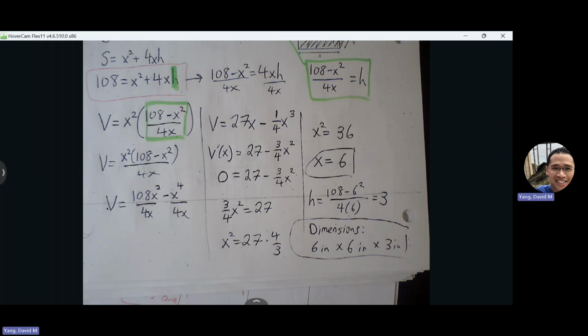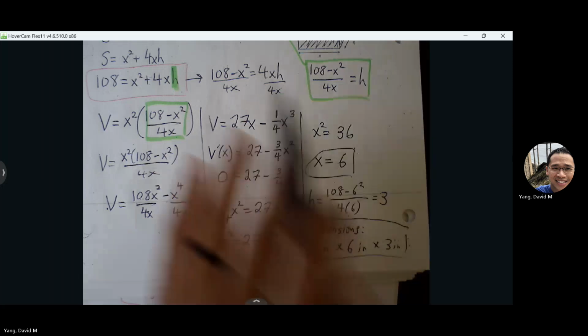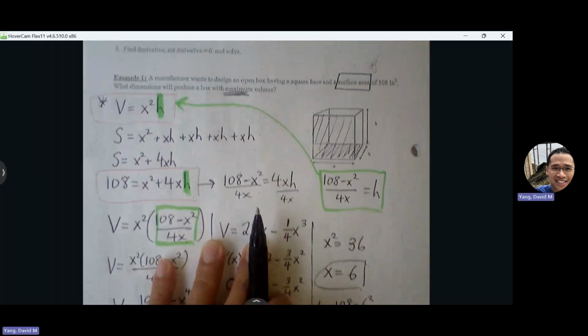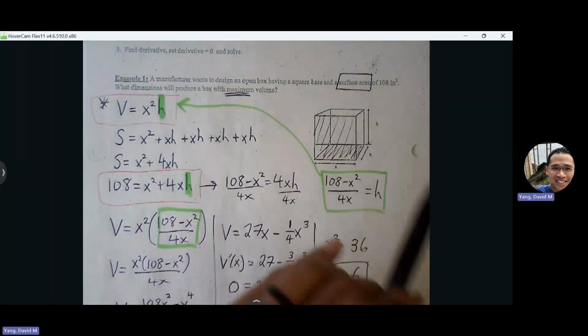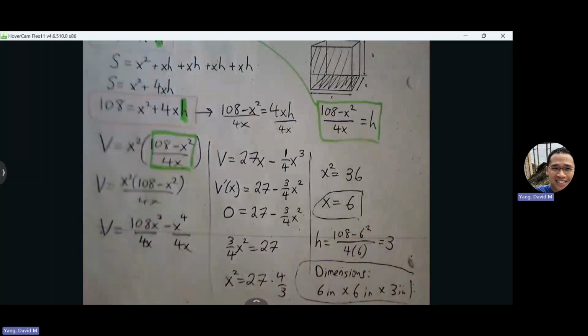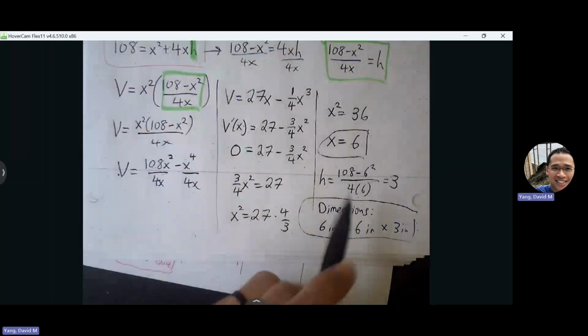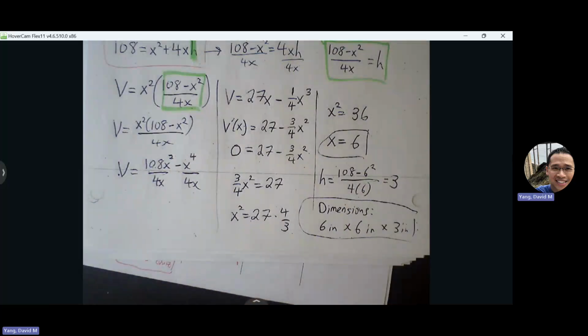Can we write that x equals 6 and h as the final answer? Yeah, that's fine as well. It's asking for dimensions, so as long as you identify the length, width, and height. But because length and width are the same, you can just say x is 6 inches, h is 3 inches.